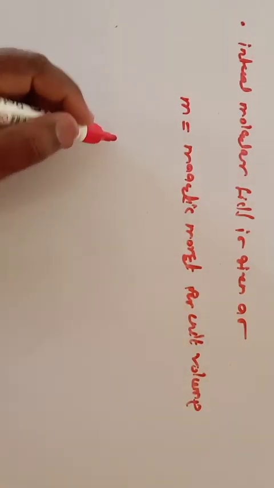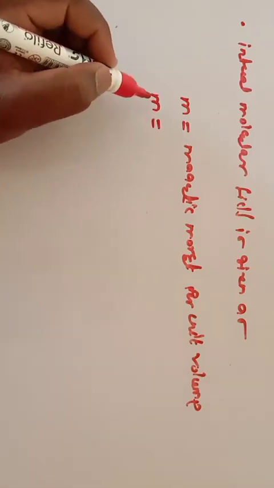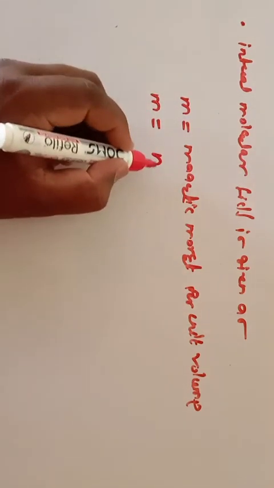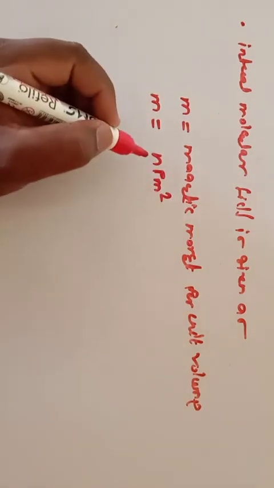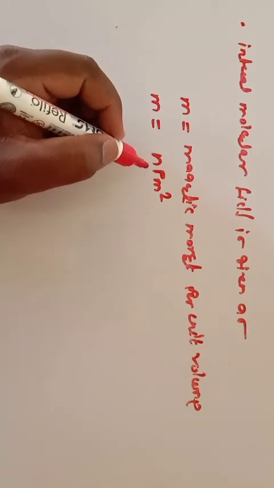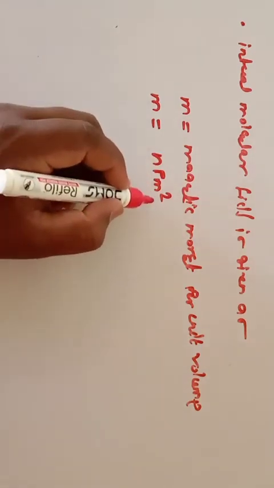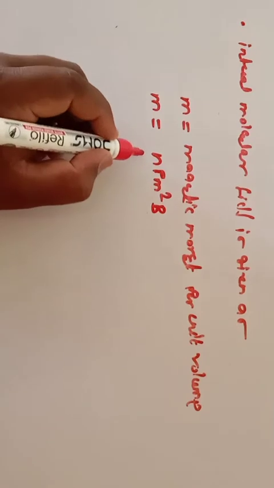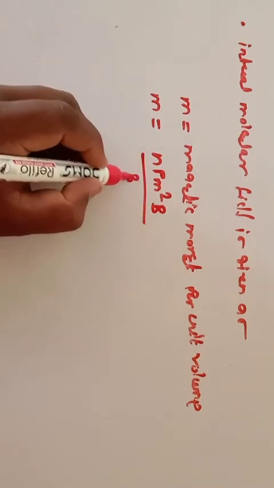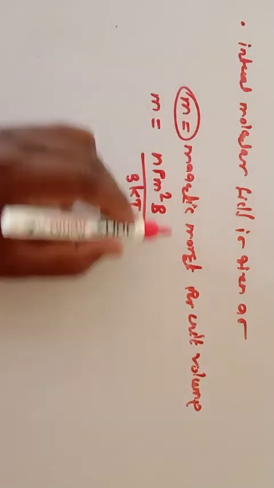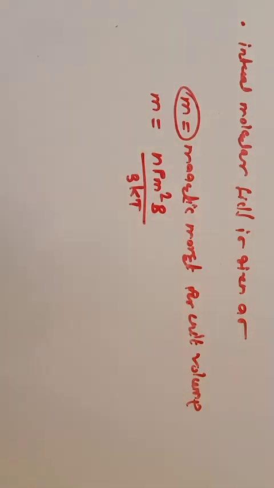For a paramagnetic material, the magnetization is given as M, which is equal to N pm square into B upon 3kT. So this is the magnetic moment per unit volume. So M is nothing but the magnetic moment per unit volume. Keep this in mind, as I may make a mistake here.